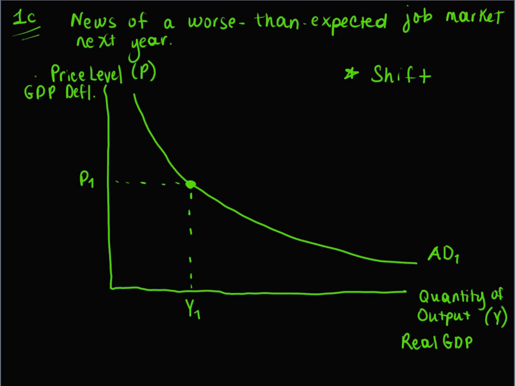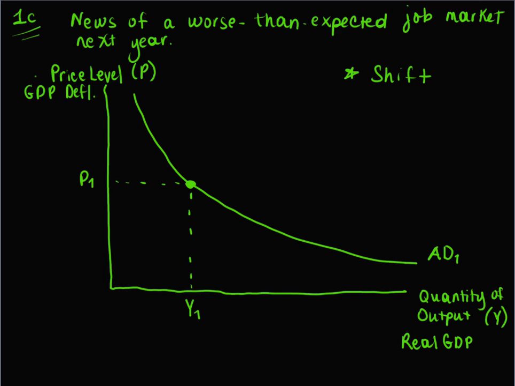And so what's going to happen to our aggregate demand curve as a result of this lack of optimism for the future is that demand is going to decrease. Aggregate demand is going to decrease. So we're going to go from this point on the aggregate demand curve and we're going to shift to the left. Remember, nothing has happened to prices. Okay, so we're going to shift to the left.